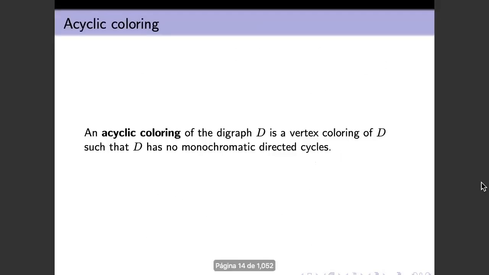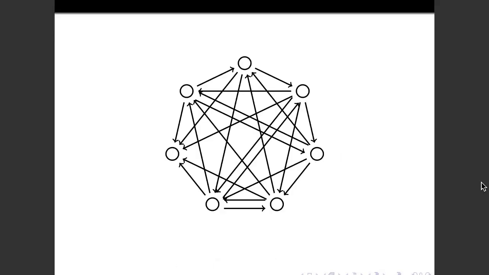An acyclic coloring of the digraph D is a vertex coloring of D such that D has no monochromatic directed cycles. For example, in this digraph, these two vertices cannot have the same color due to this symmetric arc, but these three can, and these three can too. This other vertex cannot have the red color due to this directed cycle, nor the blue color due to this directed cycle. So in this coloring, we need a new color for it. However, there is an acyclic coloring with two colors, as shown in here.